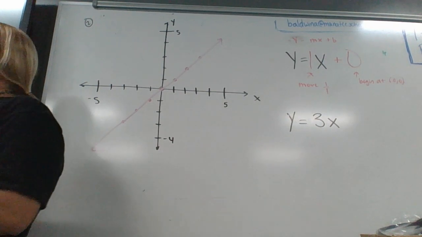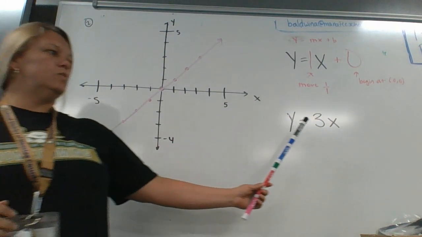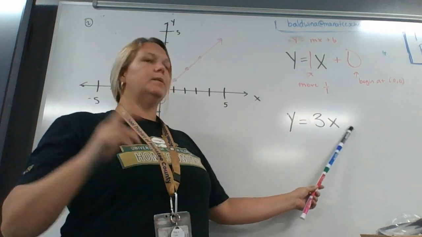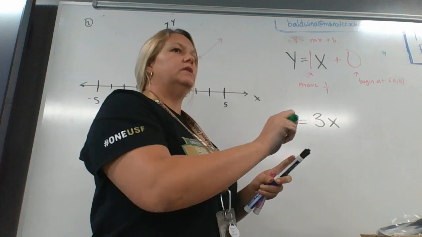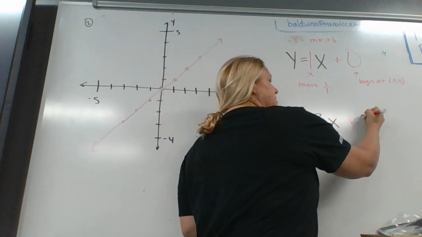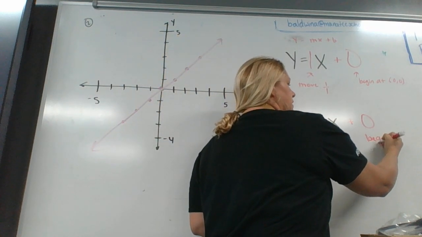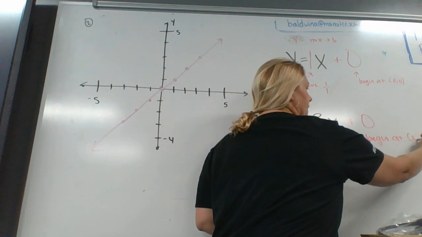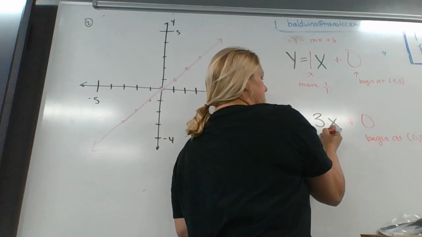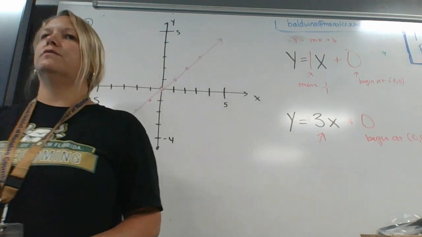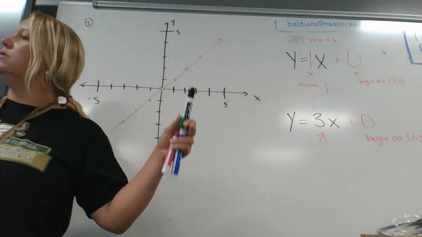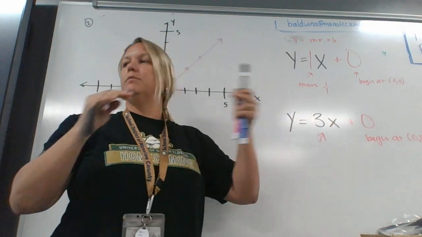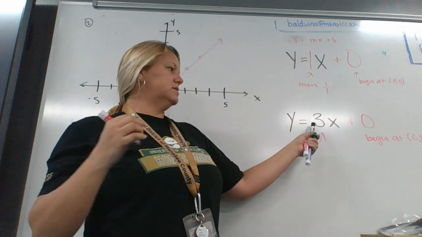Nevaeh. For y equals 3x, where should I begin my graph? What is the b value? 0. So this has a 0 in it as well. If there isn't a number second, you always begin at the origin. And what will the rise over run be in this one? Up 3 over 1. Don't pull in this number and this number. They're two different things. This is the slope.